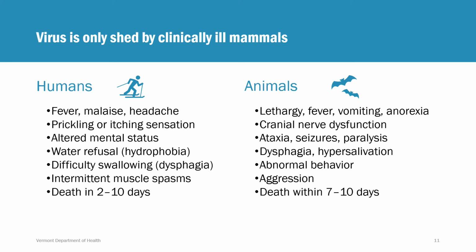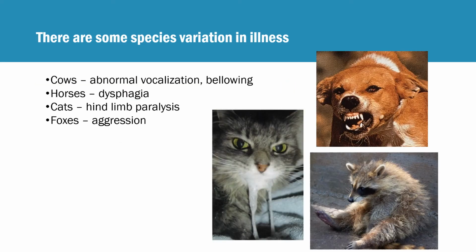And illness progression is rapid. Once clinical signs begin, death occurs 2 to 10 days later for humans and within 7 to 10 days for animals. There is some variation in how animals act when rabid. For example, cows display an abnormal vocalization called bellowing. Horses particularly have trouble swallowing, called dysphagia. Cats get an acute hind limb paralysis. And foxes are, in my experience in Vermont, particularly aggressive and responsive to noise.